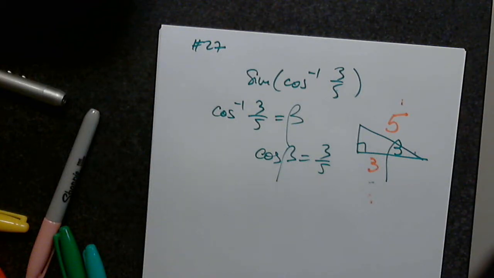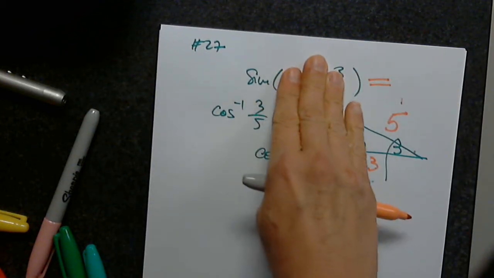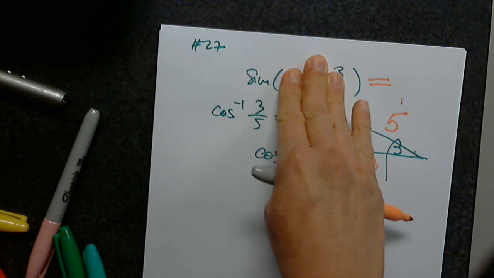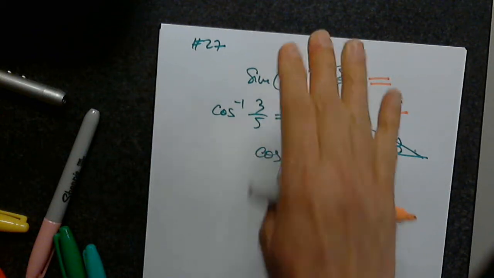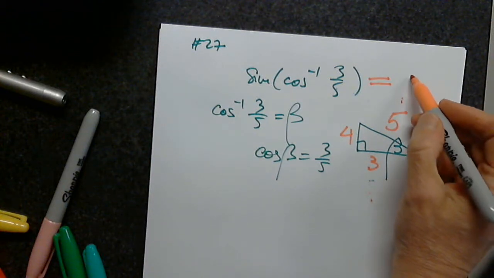Right, which is, these are the 3 Pythagorean numbers. 3, 4, and 5. 5 squared equals 4 squared plus 3 squared, so this must be 4. So then I know the answer. What am I really asked to find? Sine beta. What is sine beta? That's it.